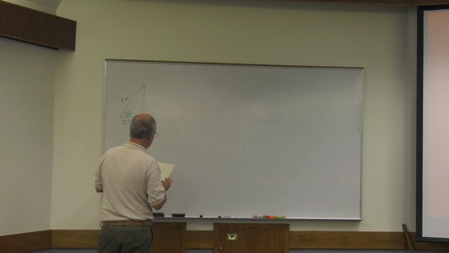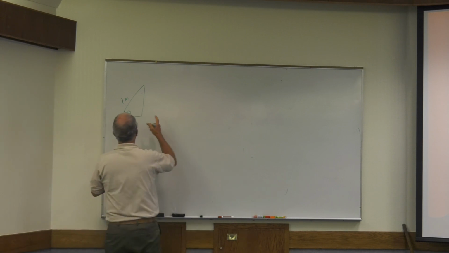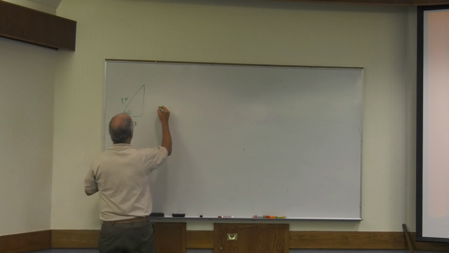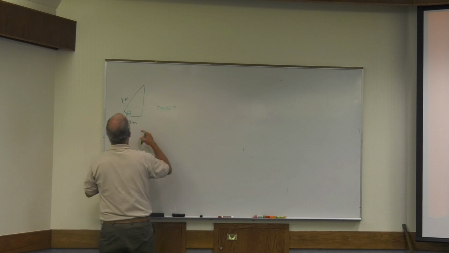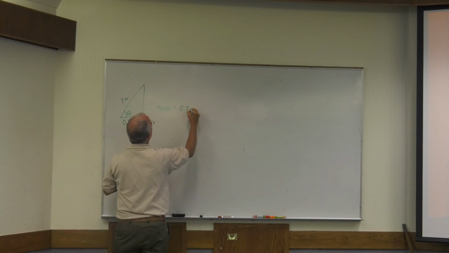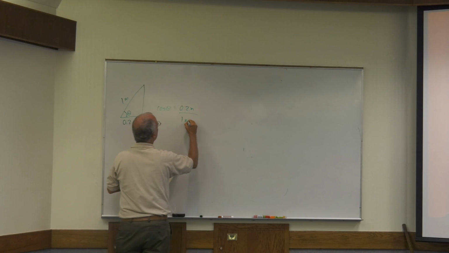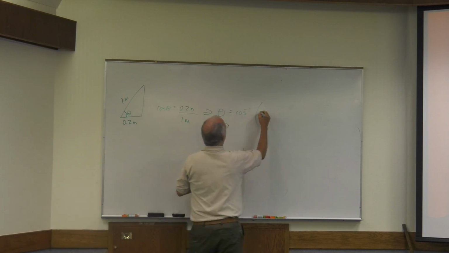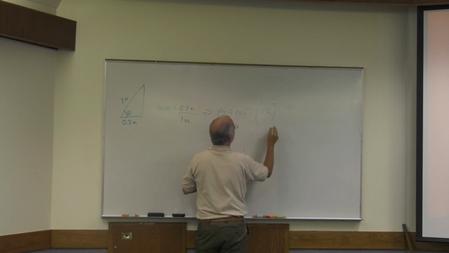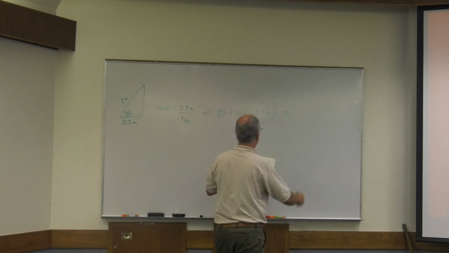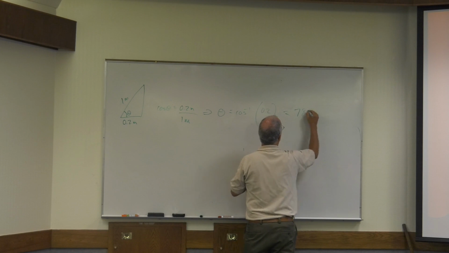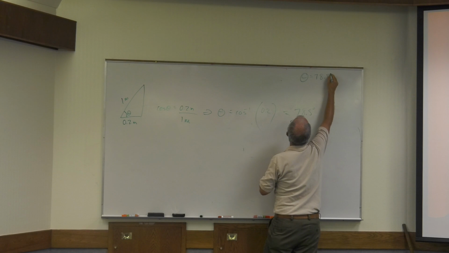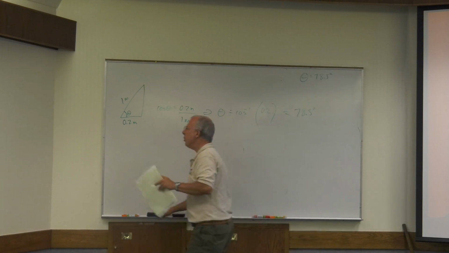All right, so let's see. This is cosine, right? So cosine theta is adjacent, 0.2 meters, over hypotenuse, 1 meter. Therefore, theta is cos inverse of 0.2, right? And I promise you that's 78.5 degrees. Okay, we'll use that in a minute. You'll see.